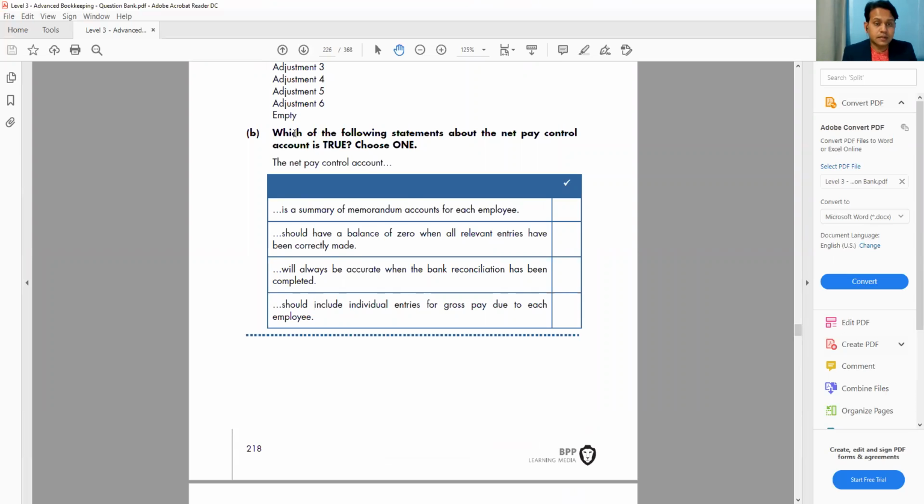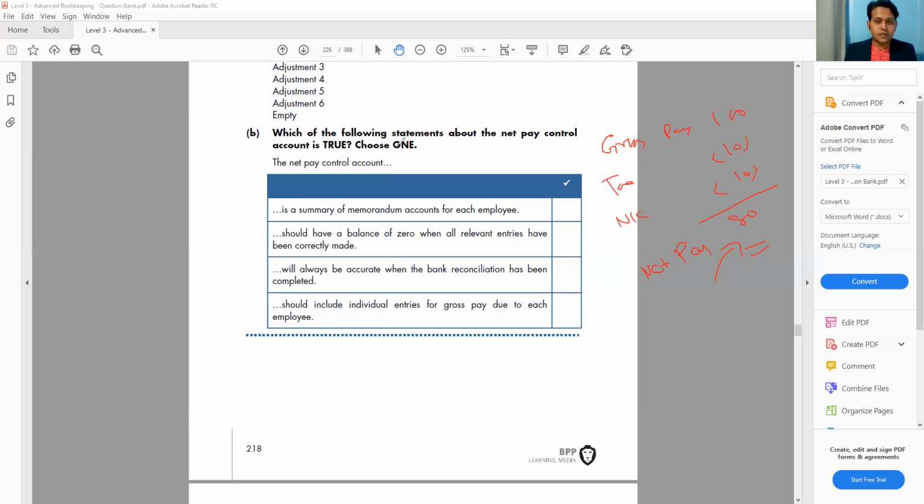The next question says: which of the following statements about the net pay control account is true? Net pay is the money that we actually pay to the employee, isn't it? Let's say the gross pay is £100, and from the gross pay we deduct the tax, let's say 10, and the national insurance, let's say 10. Whatever is the difference, 80 after deducting tax, national insurance, and even the pension, this is called net pay. Net pay is the amount that is received by the employee.